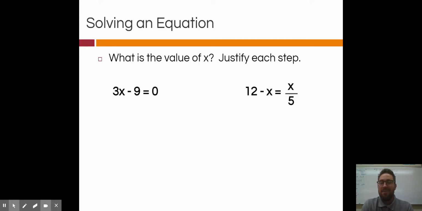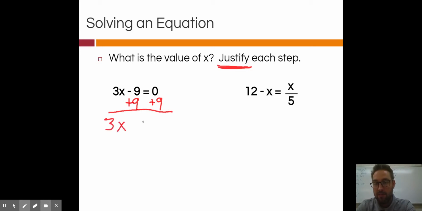So let's think about some basic algebra here. What is the value of x? And justify each step. Now this word justify simply means explain it. Why could you do that? So on the left side here, we have 3x minus 9 equals 0. Well, the first thing we would do is add 9 to both sides. So on the left side, we have 3x, and on the right side now we have 9.